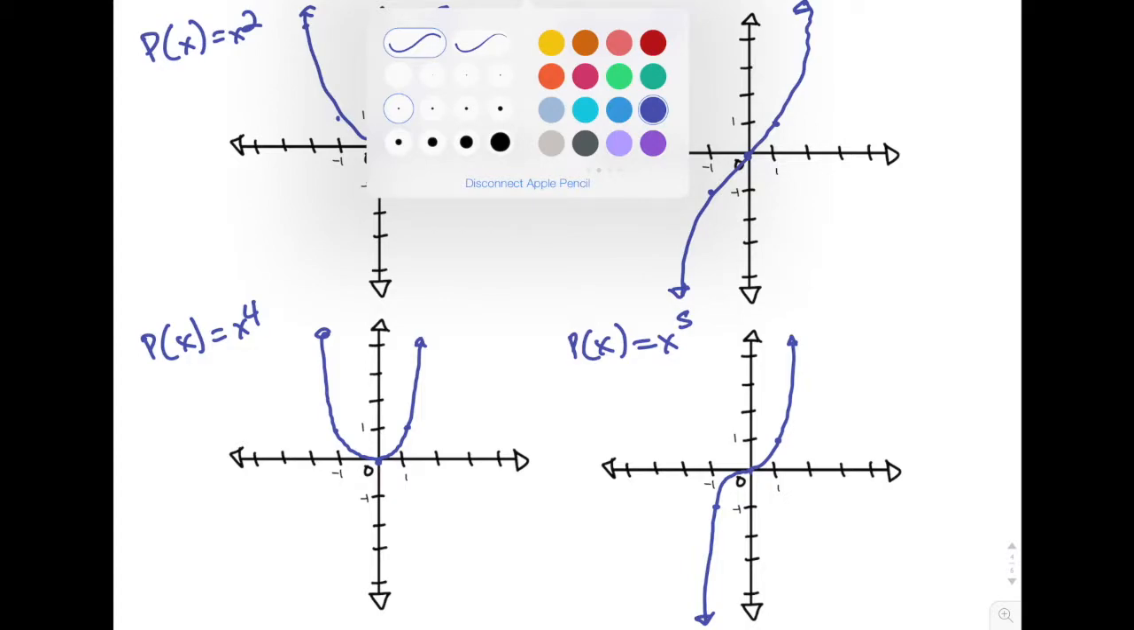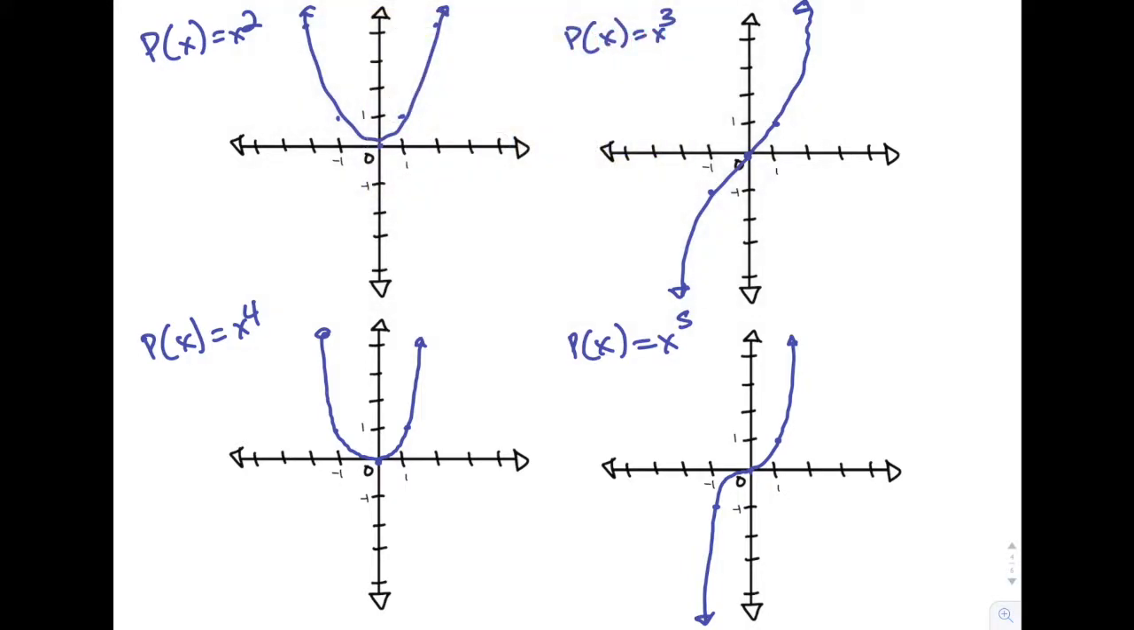Now with this, it's important to take a look at what's happening at the ends of the graphs, because it'll make it easier to graph various polynomial functions. So let's start with x squared. If x is getting really big, what's happening to the y value? The y value is also getting really big.